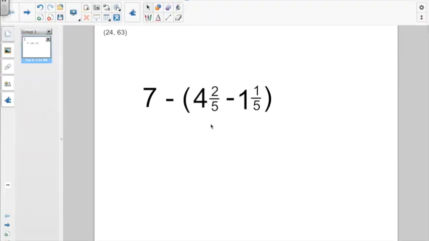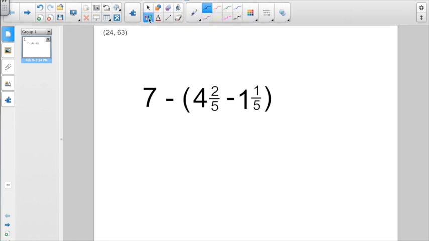All right, check out this one. Coming at us for both the combination of lesson 24 and lesson 63. We have some work in parentheses. And if you remember, we always want to do the work in parentheses first, right? And I don't know if I need to set this guy up horizontally or not. Let's take a look. 4 2/5 minus 1 1/5.